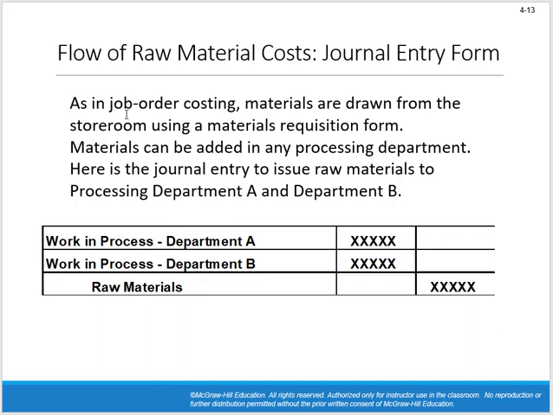As in a job order costing system, materials are drawn from the storeroom using a materials requisition form. And again, it doesn't matter if that's paper or computerized, but some form of materials requisition. Materials can be added in any processing department. So this would be our journal entry that we were just discussing. We are issuing raw materials to processing departments A and B. So we debit WIP Department A, debit WIP Department B, and credit raw materials for the total.